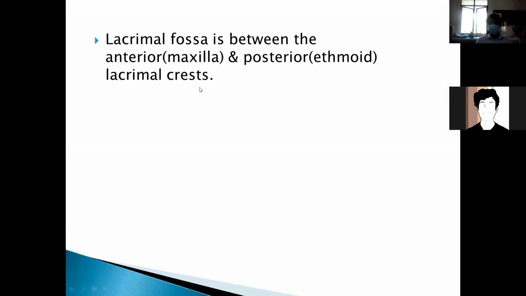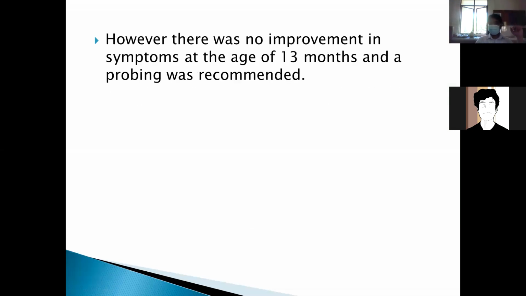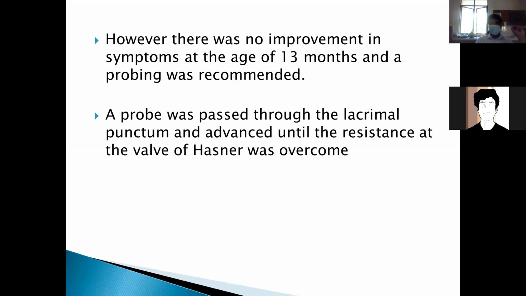Okay, so that is the point, between the anterior and posterior lacrimal crest. So feel it on yourself and see. There was no improvement in the symptoms at the age of 13 months, and a probing was recommended. So you pass a probe through the lacrimal punctum and keep going forwards through the lacrimal canaliculi, common canaliculus, lacrimal sac, and then the nasolacrimal duct. You have to keep going until you overcome the obstruction at the valve of Hasner.